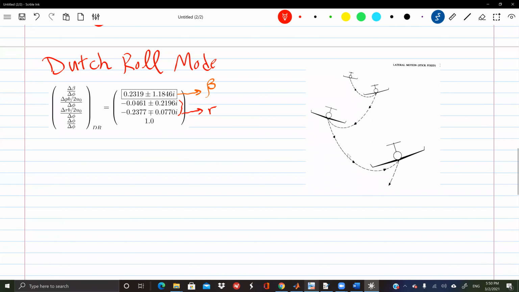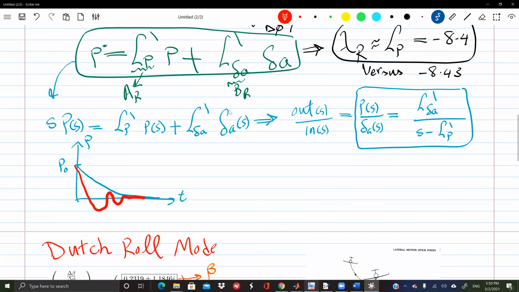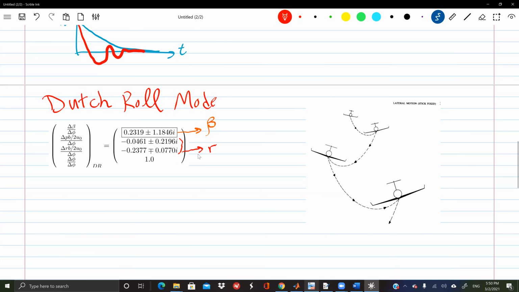Any question about this? Do you understand this picture? It's an oscillatory mode because it's complex conjugate, and it involves the three of them, but we know that the largest change is for beta, the side slip. So there are really large oscillations in side slip.